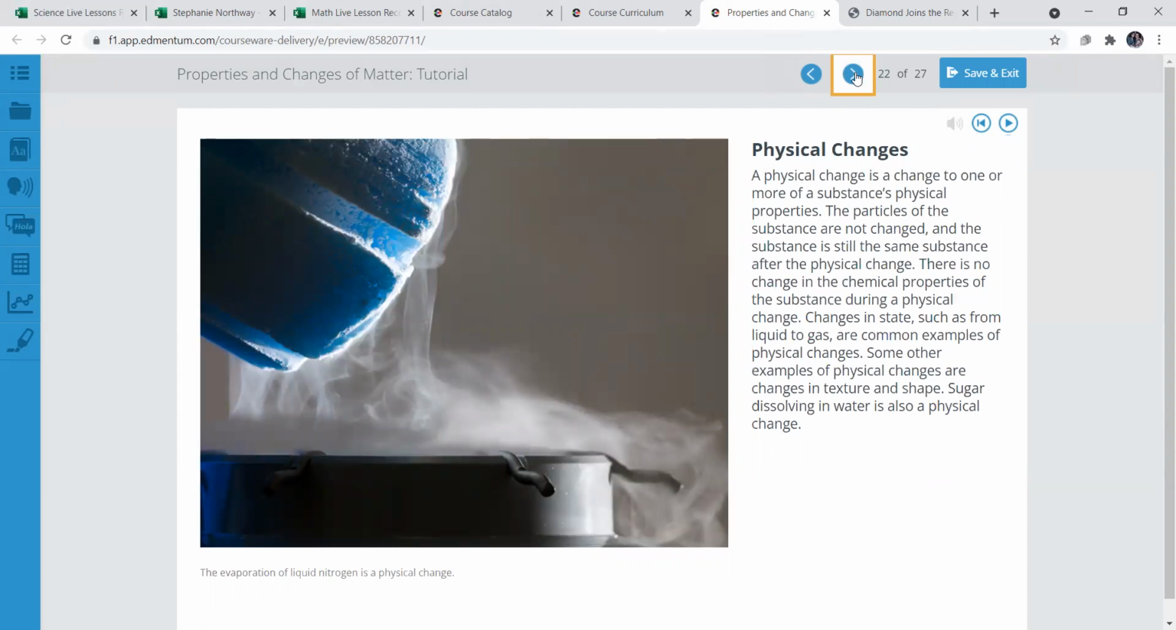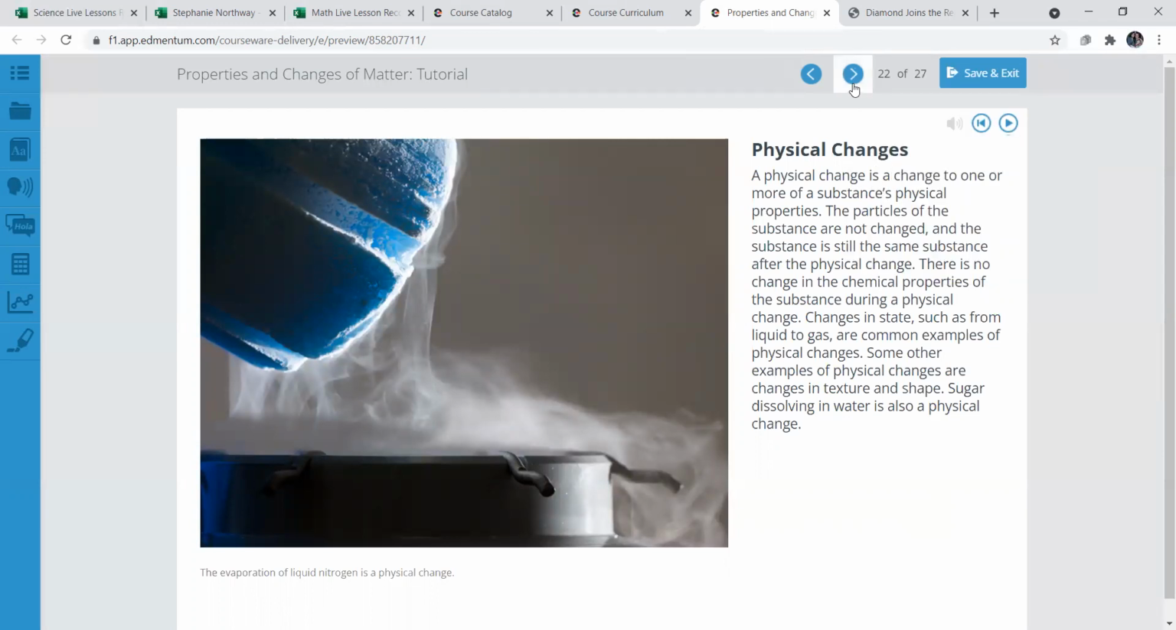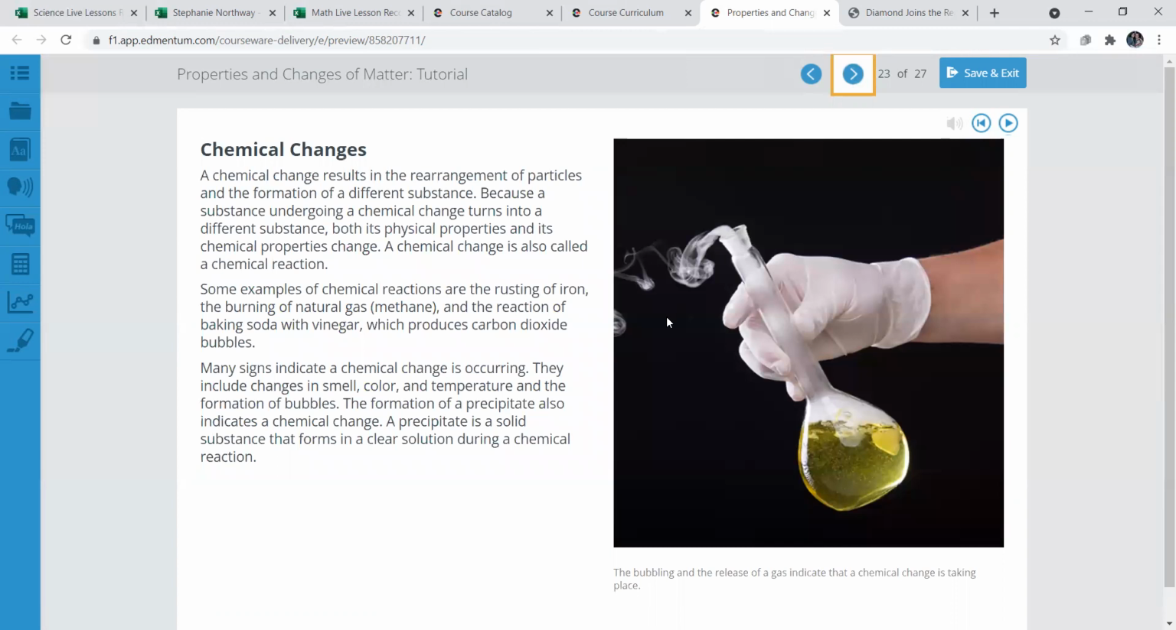Okay, this just goes into a little bit more depth about physical changes. We'll just have you read this part over. But here's a good point right here. There is no change in the chemical properties of the substance during a physical change. Changes in state, such as from liquid to gas, are common examples of physical change. Some examples of physical change are changes in texture and shape. Because it's not changing the substance, it's still the same thing. And that is the important part right there.